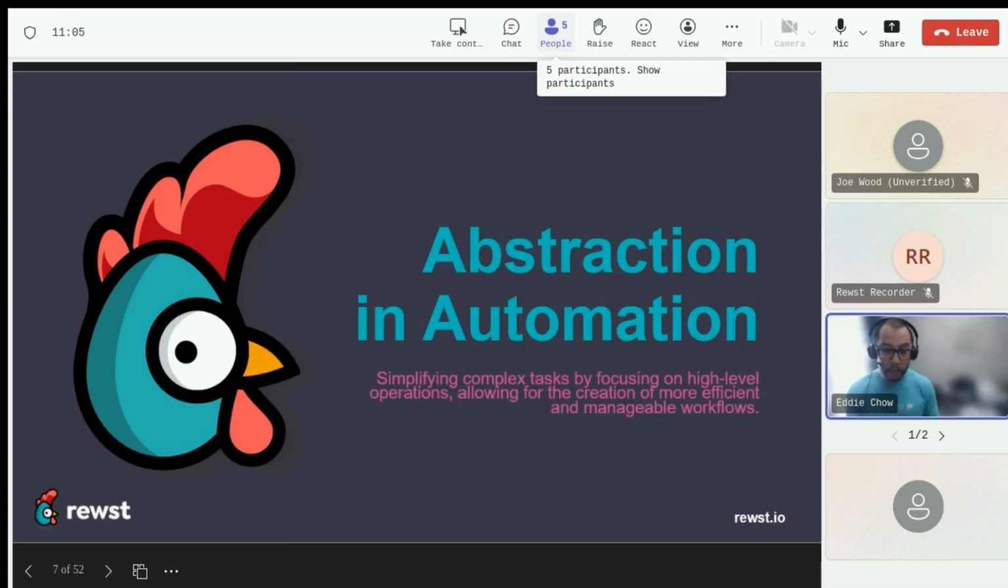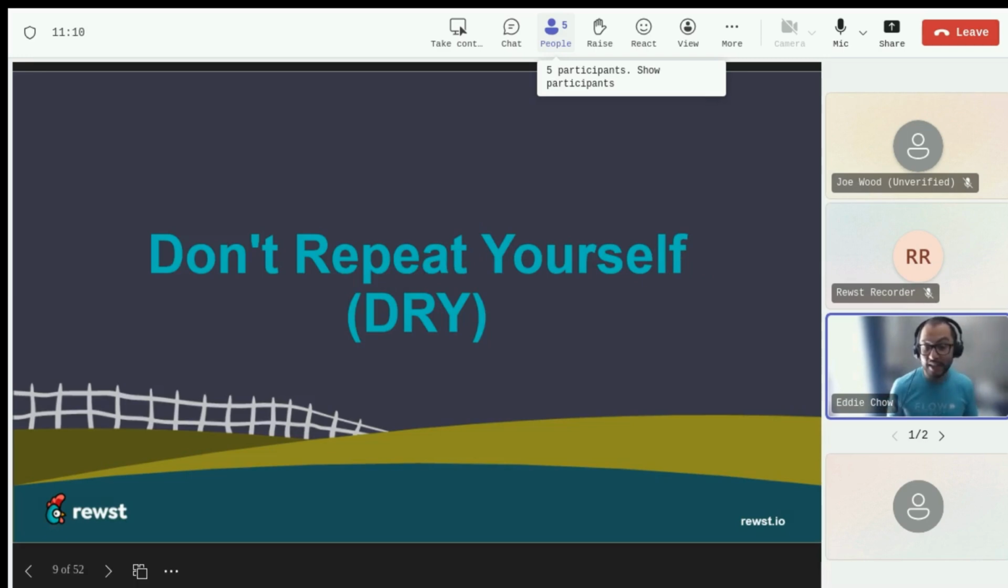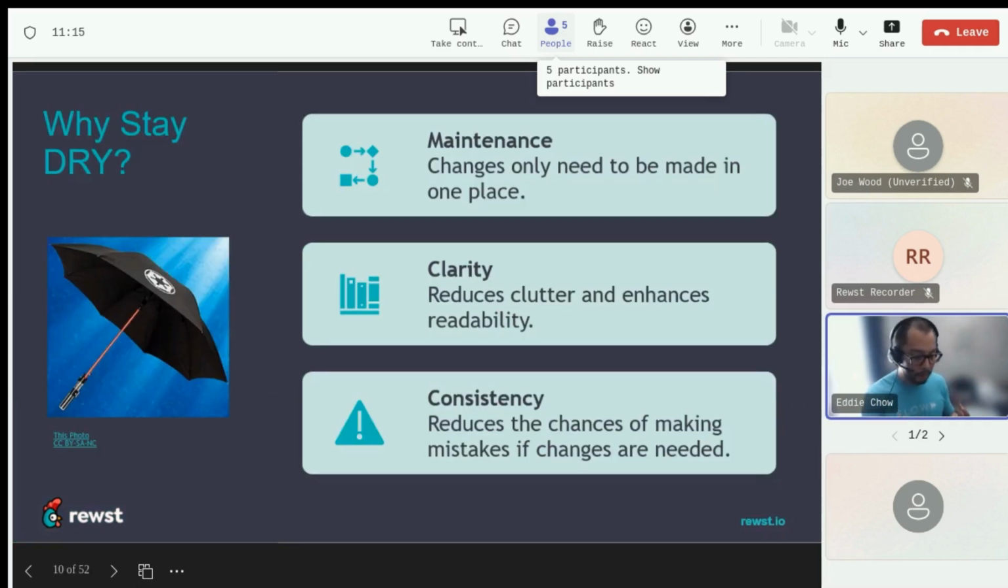Now, when we use abstraction, one of the big benefits that we get from abstraction is this idea of DRY. Don't repeat yourself. We talked a lot about the benefits of DRY back over in Roost 2.01, but just as a quick recap, when we remain DRY, it gives us things like easier maintainability, more clarity in the workflows that we build, and consistency. We have a very natural, repeatable sort of paradigm or methodology towards building our workflows.